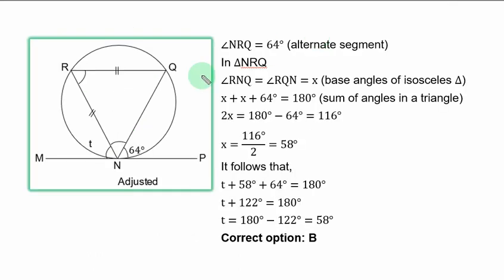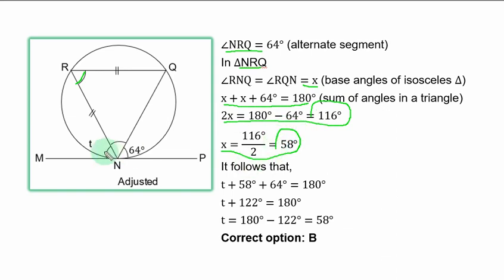So the solution continues. You have angle NRQ, that is this angle, 64 degrees, alternate segments. In triangle NRQ, the base angles are equal. Let the base angles be S. If you add the three angles in the triangle, their sum is 180 degrees. You add S and collect like terms. You have 2S equal to this, and that is 116 degrees. Divide through by 2. S is 58 degrees.